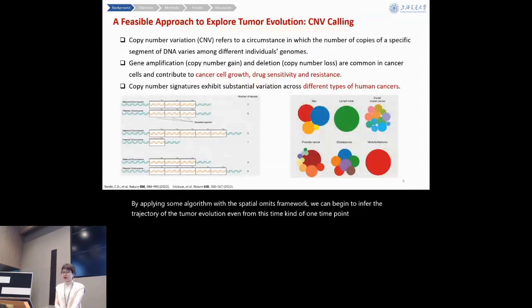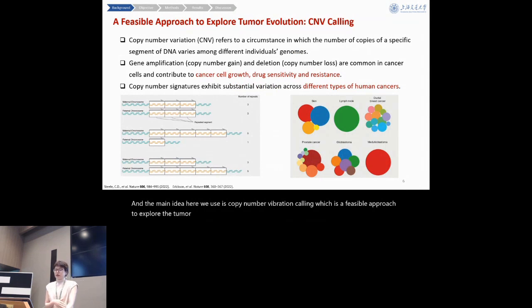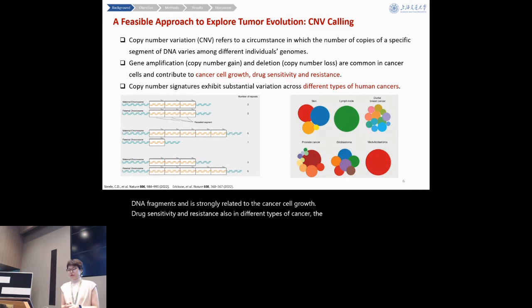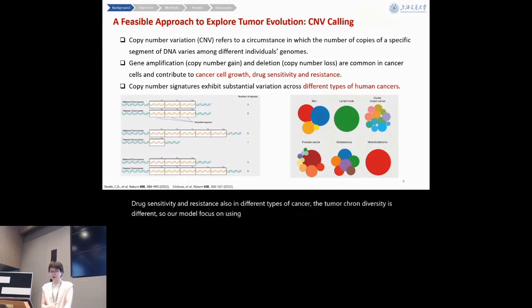And the main idea we use here is copy number variation calling, which is a feasible approach to explore tumor evolution. CNV refers to the copy number variation of a DNA fragment and is strongly related to cancer cell growth, drug sensitivity, and resistance. Also, in different types of cancer, the tumor clone diversity is different. So our model focuses on using the CNV data to explore and predict the tumor evolution.